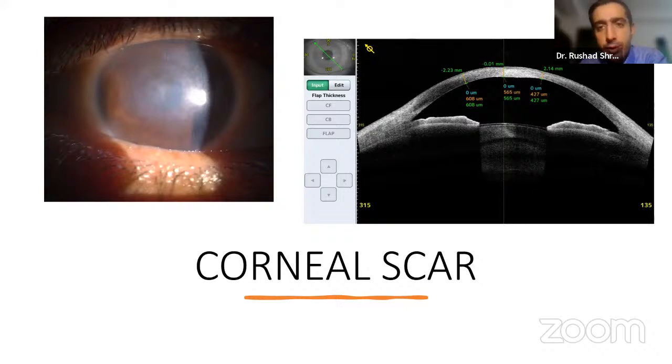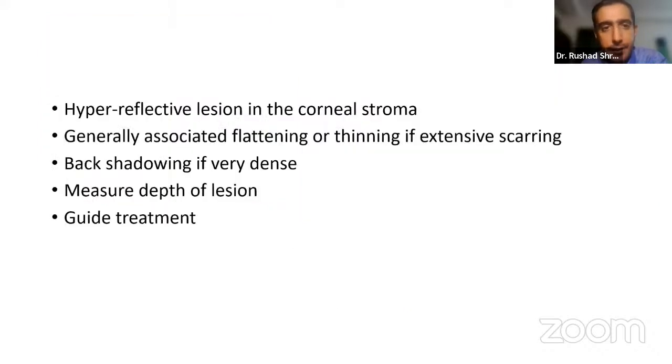One important point to realize in anterior segment OCT with corneal scars is that most of the time scarring is associated with thinning of the cornea and flattening of the cornea as well. And that is how you would differentiate it from, say, corneal edema. You may be confused by the clinical picture, but generally in corneal edema, the cornea would be thicker. It will not be flatter as it would be in a scar.